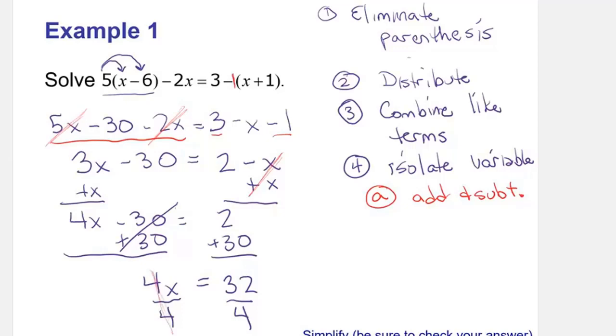And these cancel. And I end up with x equals 32 over 4 is 8. And that is my final answer. I would say add, subtract first, multiply and divide second.